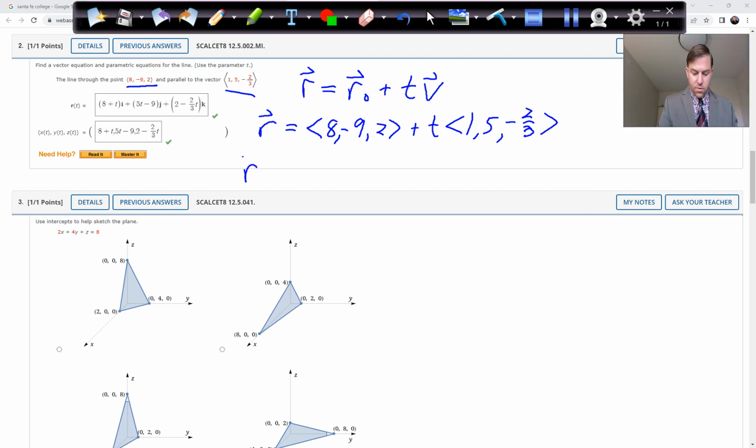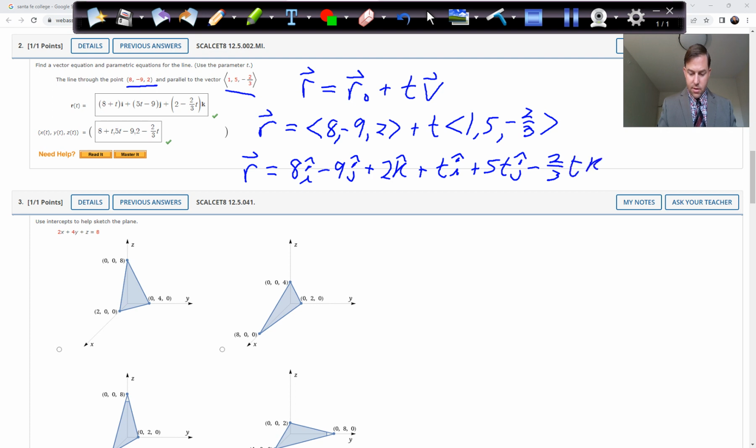And what we want to do is actually write this in i, j, and k. So this is 8i. Let me not write the hat since my pen doesn't want to do it. Plus 2k. Plus, this would be 1 times t, so it's just t in the i direction. Plus 5t in the j direction. Minus 2/3 t in the k direction. So we're just distributing this t, but we're also putting the i, j, and k vector components on each number.